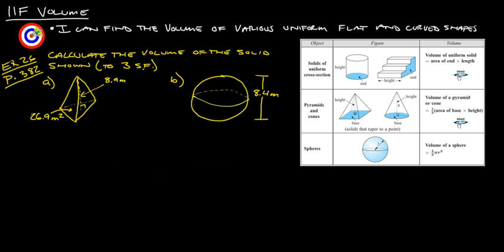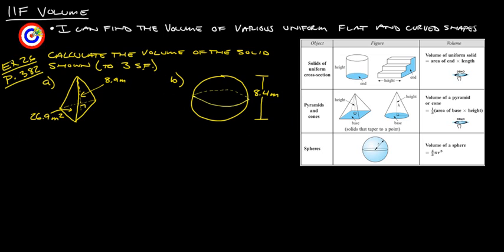Alright, so let's take a look at a couple more examples. We'll try these two and then one last example after that and we'll be good to go. Calculate the volume of the solid shown to 3 significant figures. So now we're down here in pyramids and cones. So here's our pyramid. It says find the area of the base and then multiply it by its height and then multiply that by 1/3.